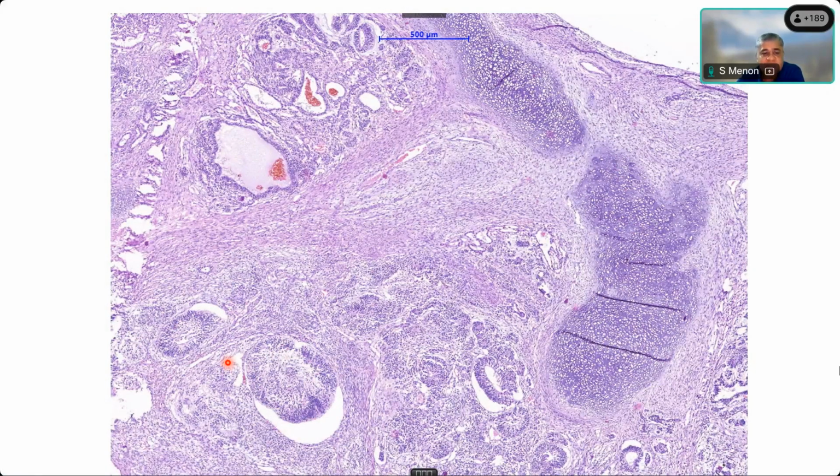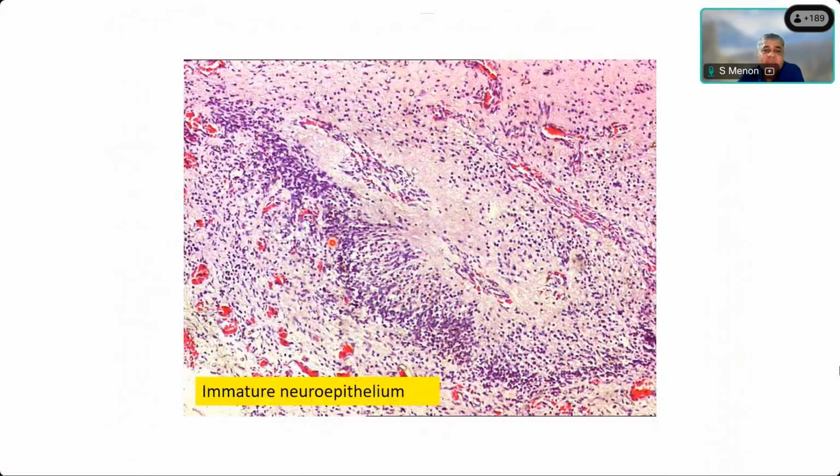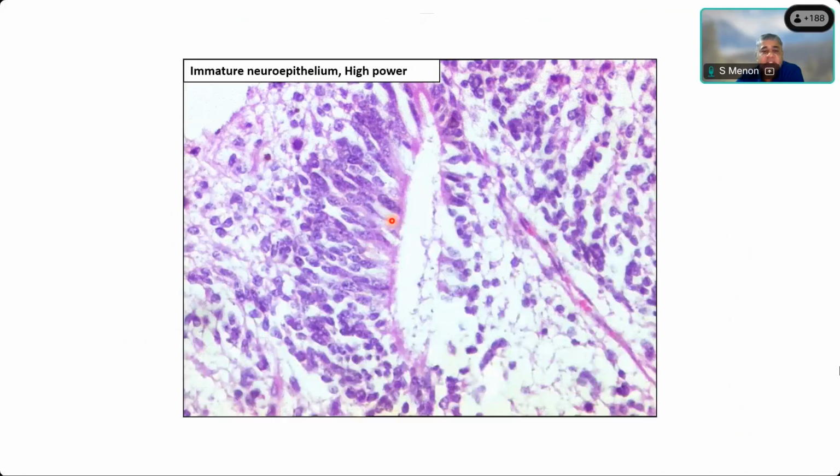We'll go to the higher power to see this. This is how immature neuroepithelium can look. You can have these very blastemal looking blue areas. The central part of this area is generally a little necrotic, with a little breakdown. You can also have immature neuroepithelium with multi-stratification, and you can have this kind of arrangement of the luminal border of these cells. That's how immature neuroepithelium looks.